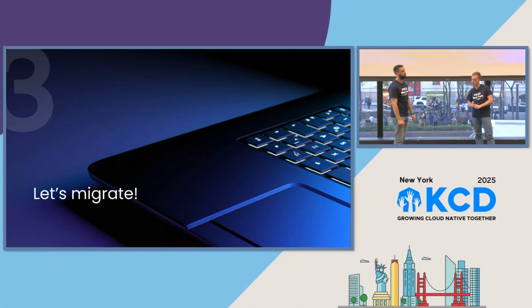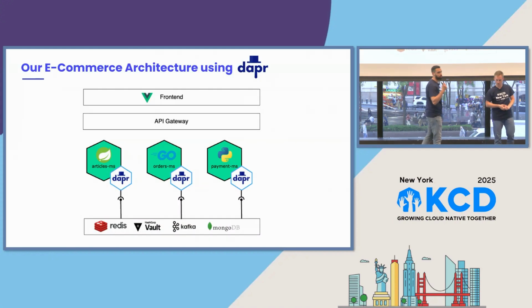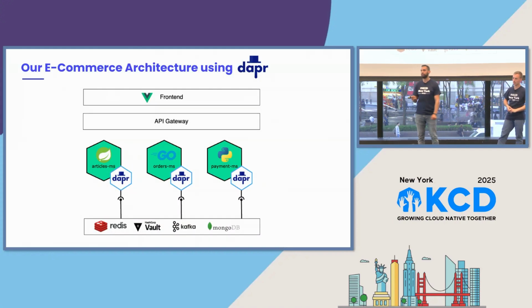So let's migrate. You remember the architecture of the e-commerce application that we did present in the first slide. This is how we are going to deploy it using Dapr. We've got a sidecar. Now we don't have a specific configuration related to each microservice. We've got Dapr, which has for role the management of all the external tooling for us.